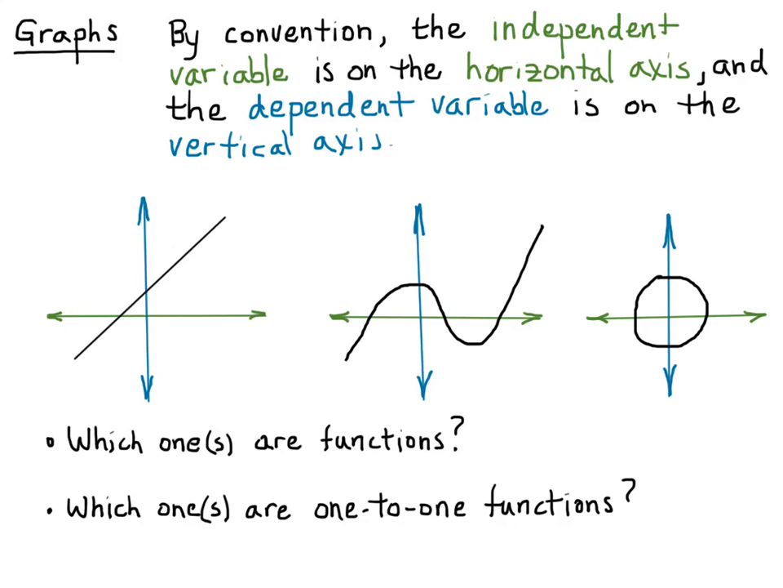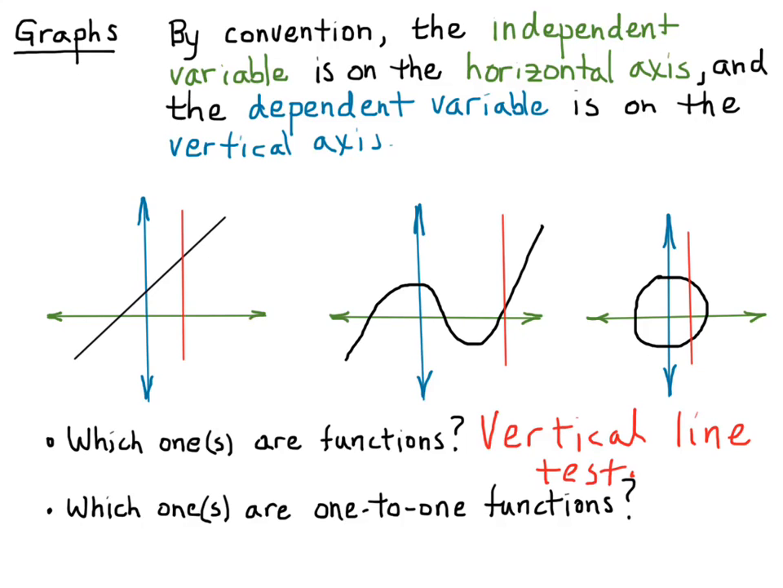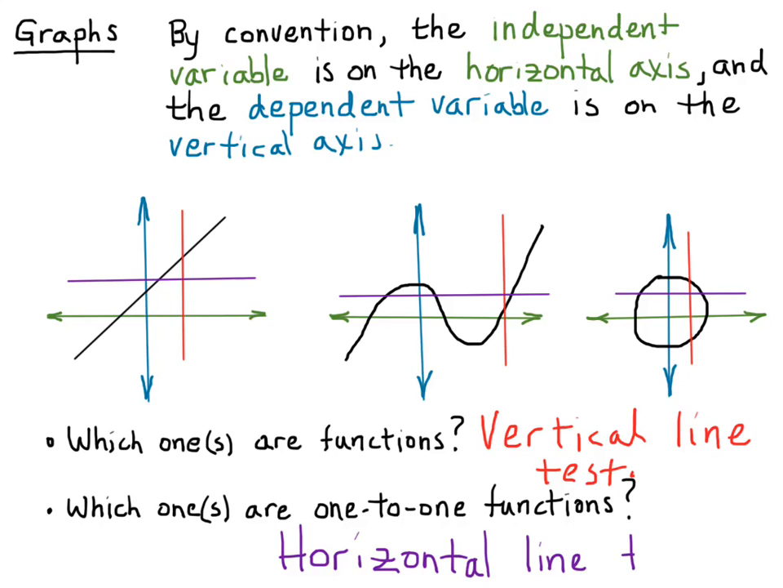Okay, so which ones are one-to-one? Just the first one, right? And so somebody had said it already, the vertical line test tells us if we have a function, and the horizontal line test tells us if it's one-to-one.